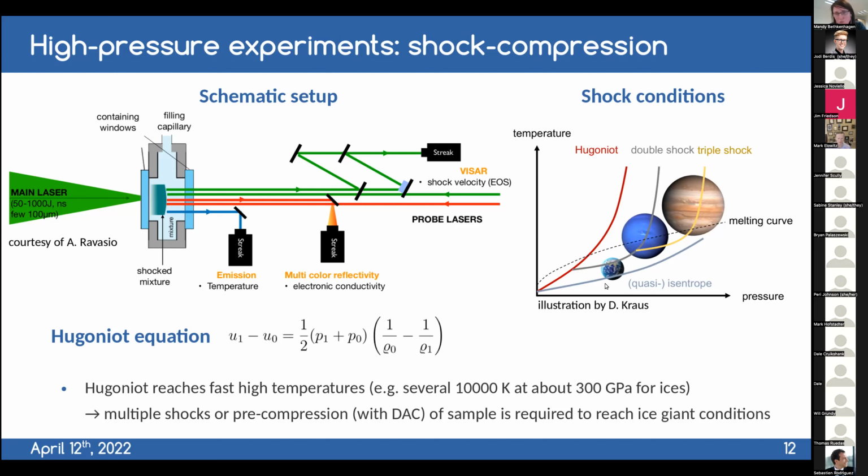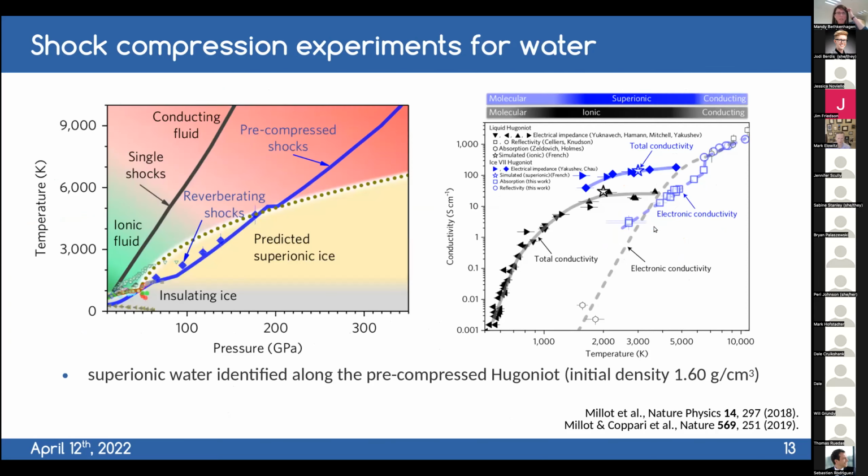Or what we can also do, we combine the shock compression together with the diamond anvil cells to actually start from a different pre-compression, and like that we can reach Neptune as well. And this is what we have done here.